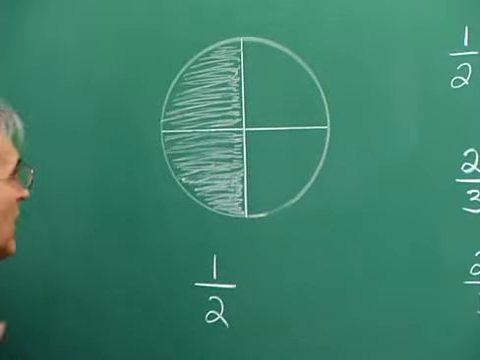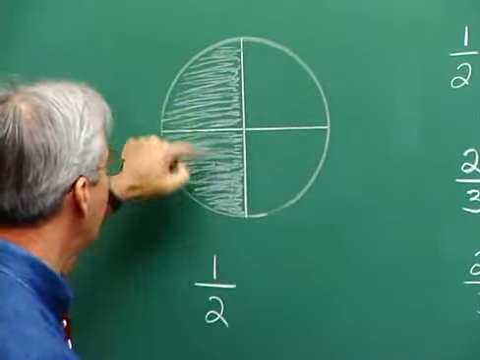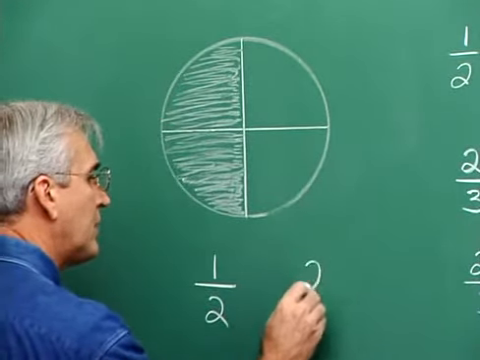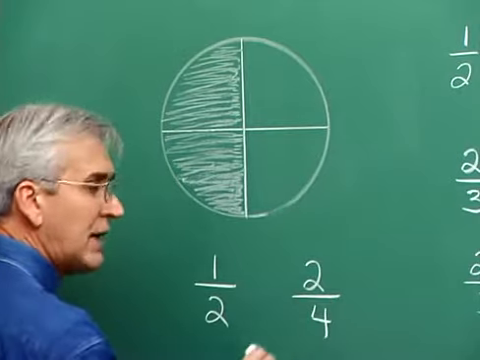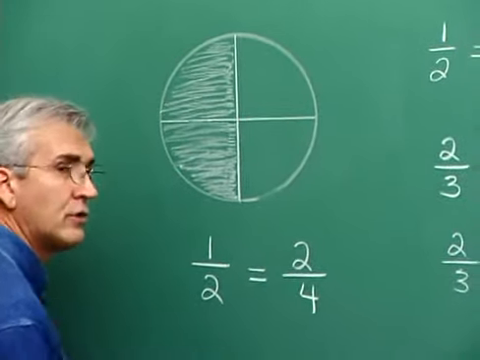Another person might say, no, I see 4 regions in this circle, and 2 of the regions are shaded. So the shaded portion of the circle would be 2/4. And it turns out that both persons would be correct, that 1/2 is equal to 2/4.